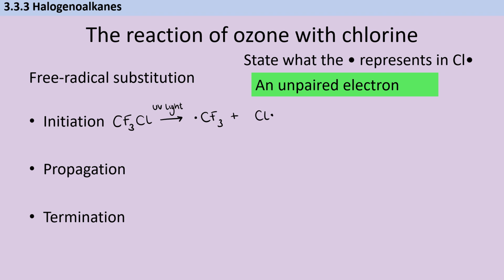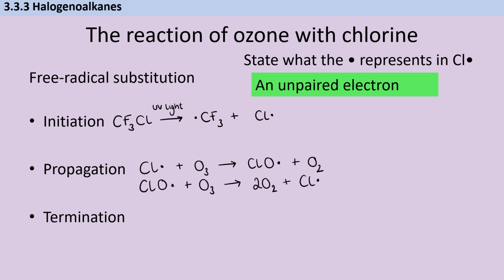So our chlorine free radical is then going to go on to do these propagation steps. So it's going to start off and it's going to attack an ozone molecule, producing a chlorine monoxide free radical and also an oxygen molecule. That chlorine monoxide free radical is then going to go on and also attack ozone. And that's going to produce 2 further molecules of oxygen and get us back our chlorine free radical.